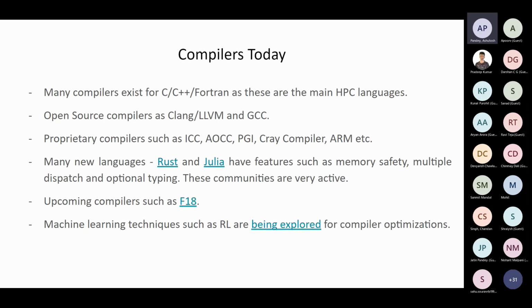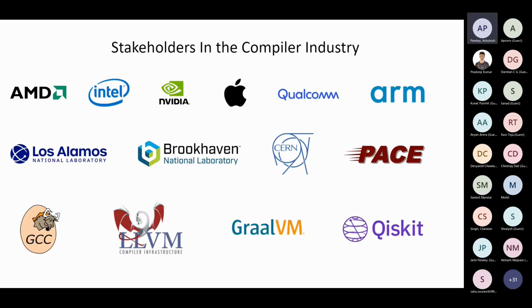Then there are upcoming compilers such as F18, which is a brand new front end for the Fortran language, written with LLVM in mind. This started in 2018, and it is also a work under active development. A lot of new techniques are also being explored for compilers, such as how to integrate machine learning techniques such as reinforcement learning and others for compiler optimizations. I don't know too much about this, but it's an interesting space for sure.